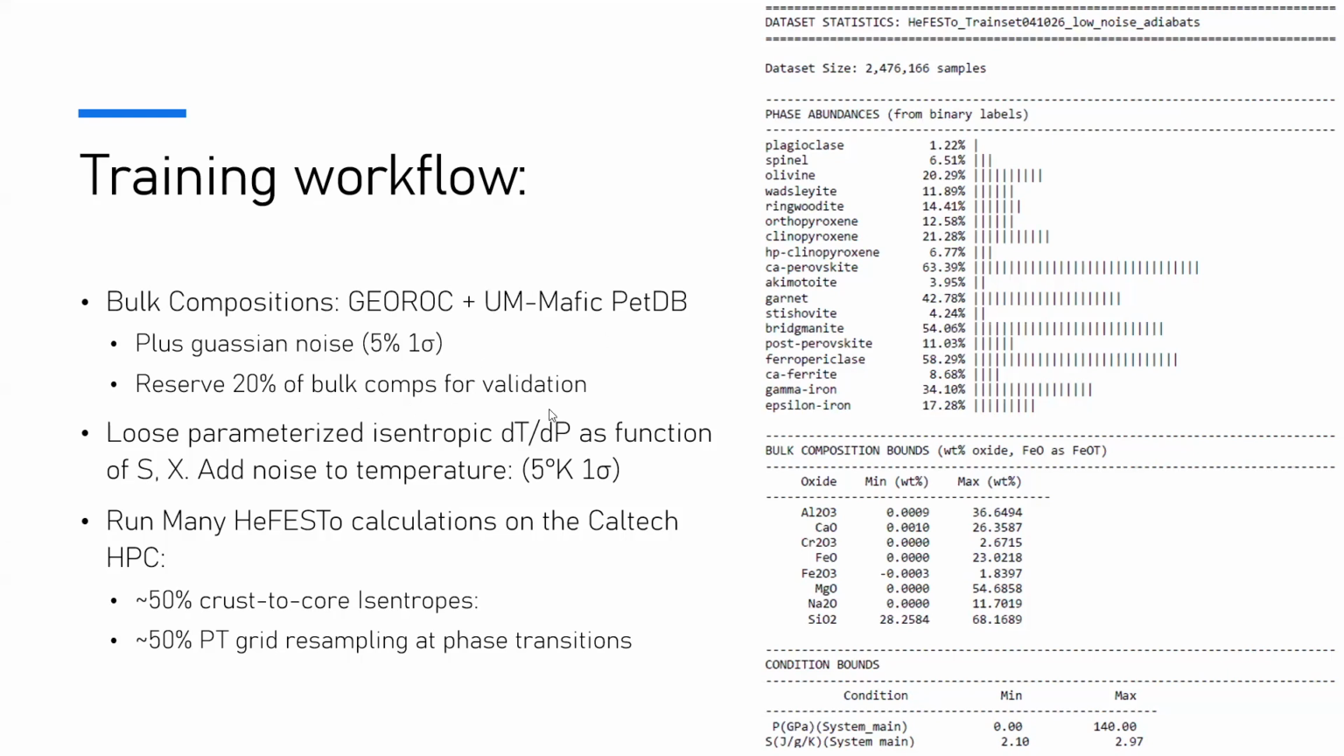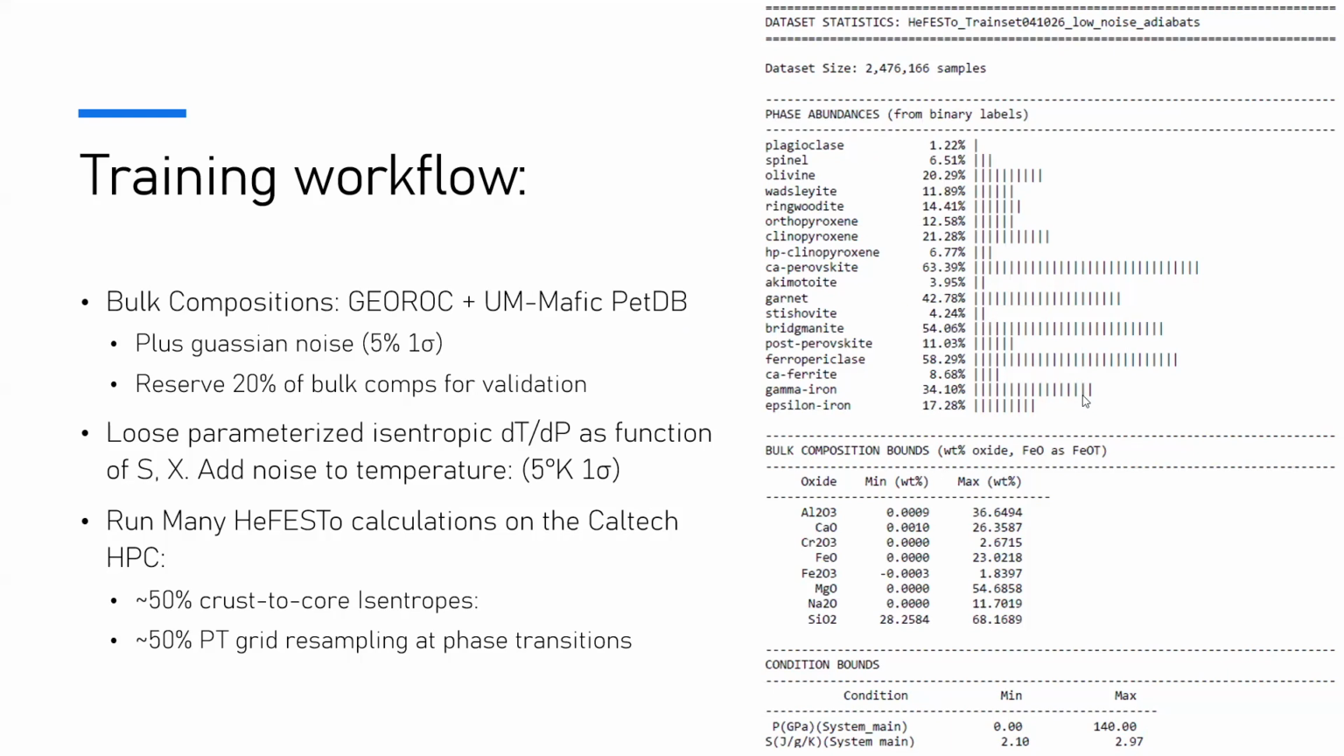So then I basically made these loose isentropes. I was just trying to sample plausible isentropic PT paths in Earth from crust to core. So 50% of the training data were produced by these isentropes, and then the remaining 50% was PT grid fine resampling of the phase transitions, because that's the interesting stuff that we really want to know more about. And here are just some statistics about what the data set looks like.